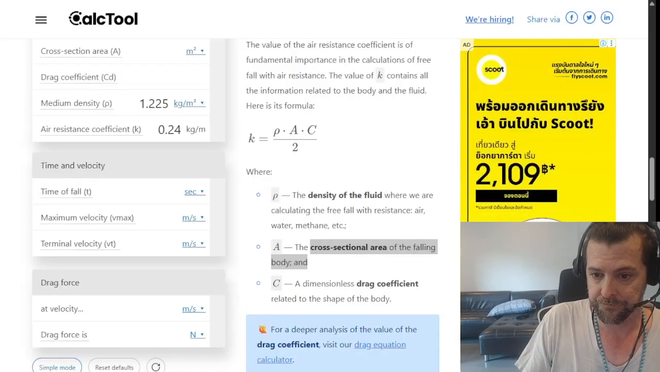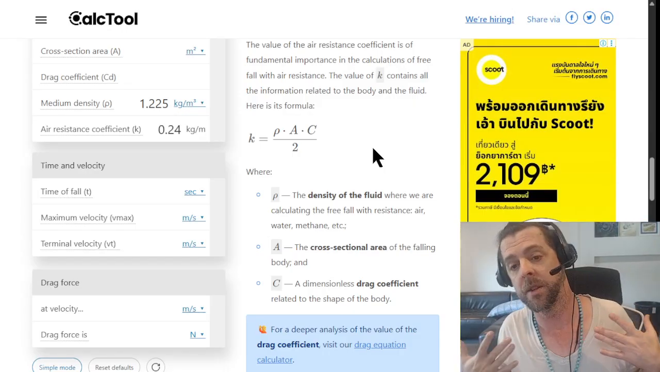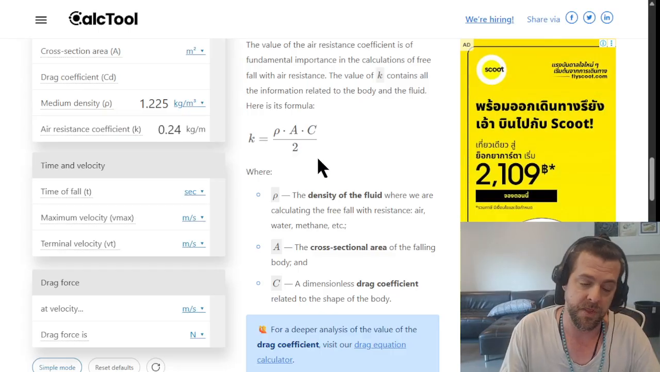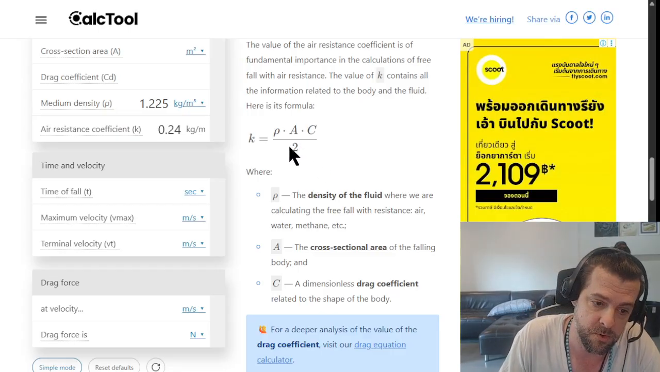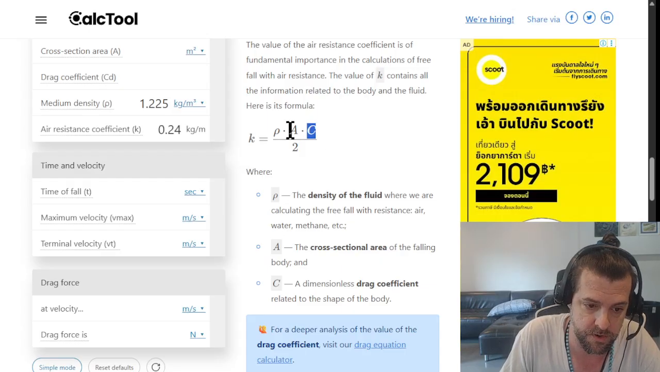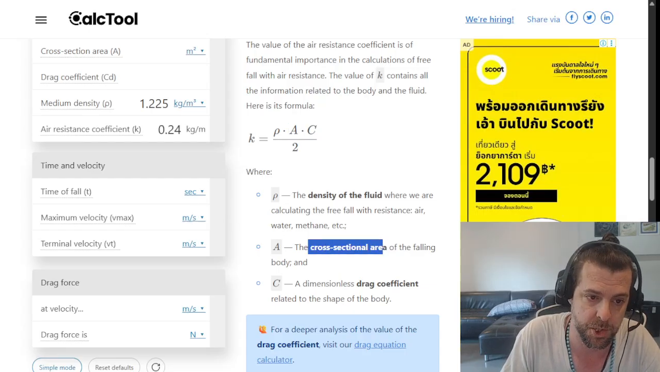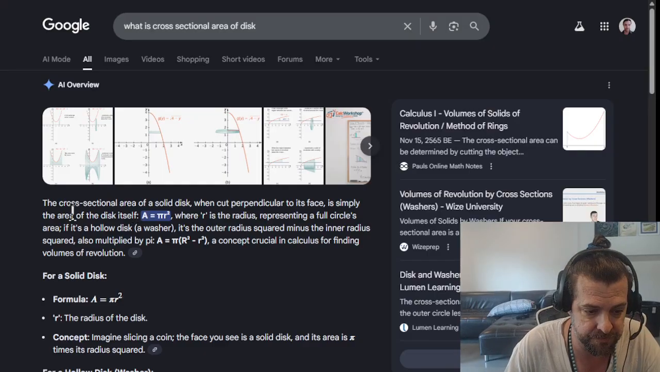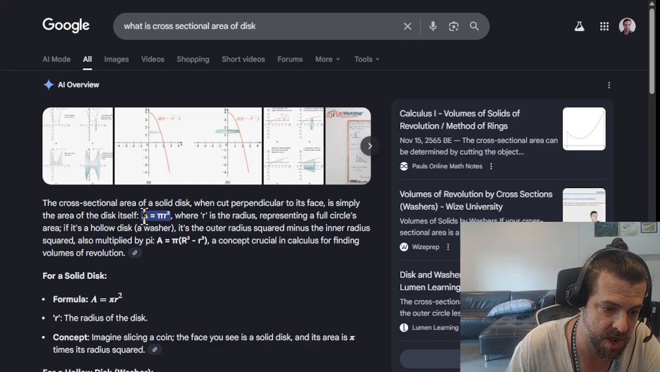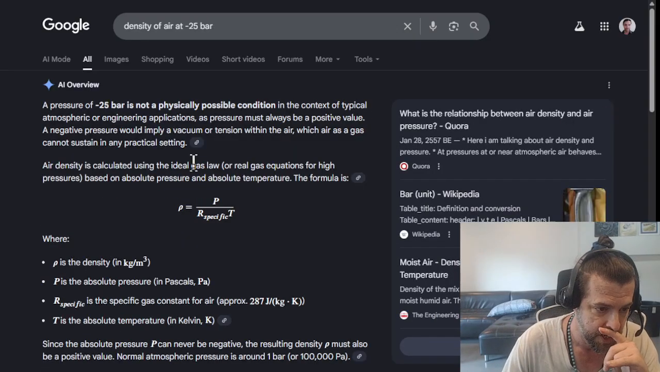But I'm lazy, and I know how physics works. What I know is that in this experiment, this 2 is not going to change. The dimensionless drag coefficient is not going to change. And we use the same thing, so the cross-sectional area is not going to change. The cross-sectional area of a disk is just pi r squared. Simple math.